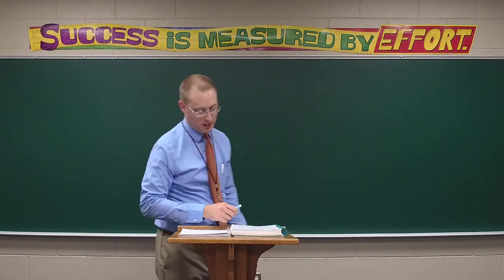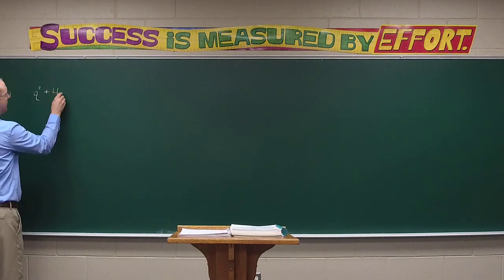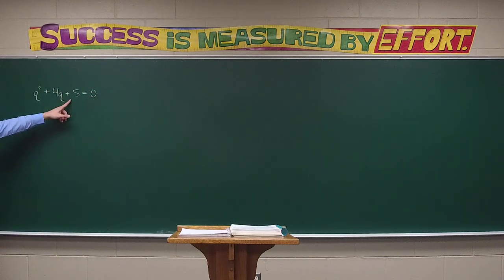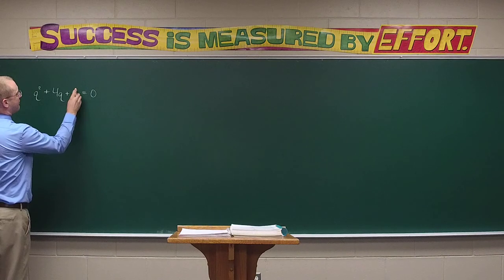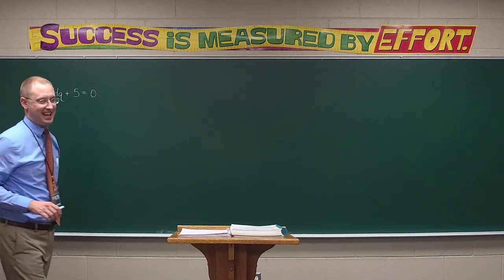Now, as we look at number 39, they gave us q squared, positive 4q, positive 5. And if this were a negative 5 equals 0, I could factor it. You know, 1 and 5, you can get a 4 from that. But when the signs have to be the same, you're not going to be able to get a 4 from a 1 and 5. You get a 6. So it doesn't factor.